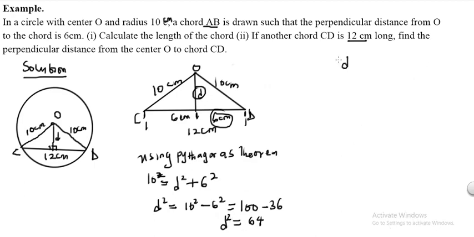So the square root of D squared is equal to the square root of 64. If I take the square root of this, I have D. This is equal to, taking the square root of 64, 8 centimeters. So the perpendicular distance from the center O to chord CD is 8 centimeters. That's it about this theorem. The questions are not really hard to solve once you can draw out the problems like this and identify how to use the Pythagoras theorem. You will be fine. So let's move into the next theorem.